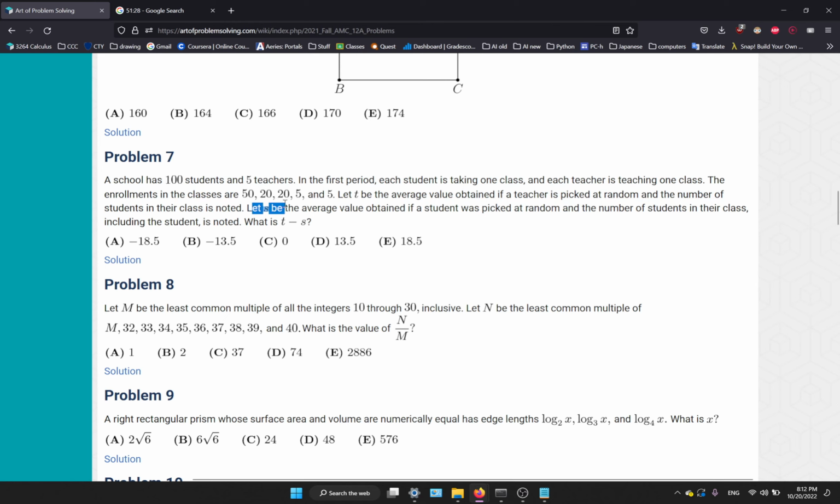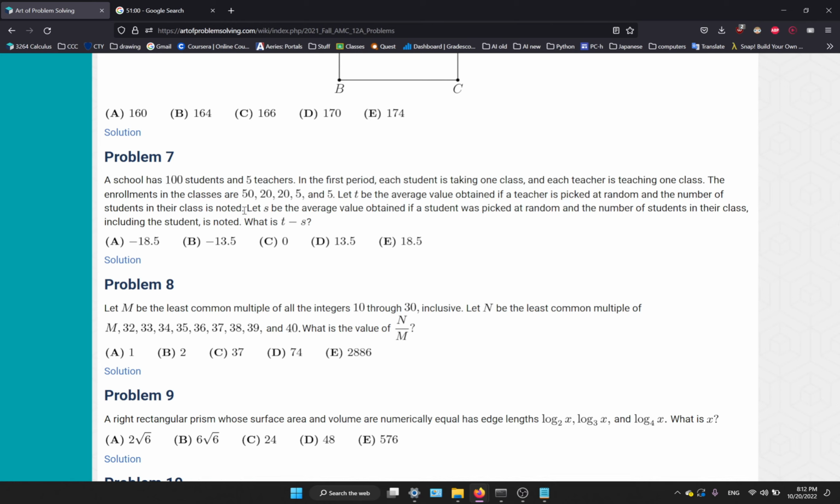Let S be the average value obtained if a student was picked at random and the number of students in their class, including the student, is noted. Wait, okay, I don't really understand that. I think we need to read this. Let T be the average value obtained if a teacher is picked at random and the number of students in their class is noted.